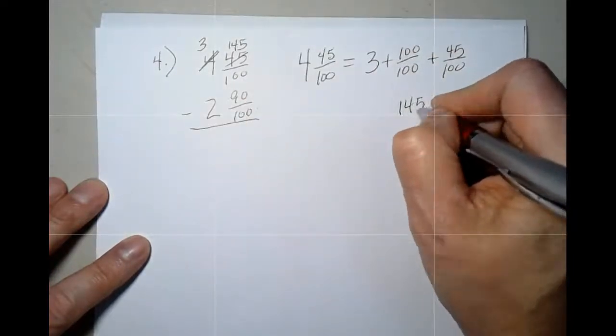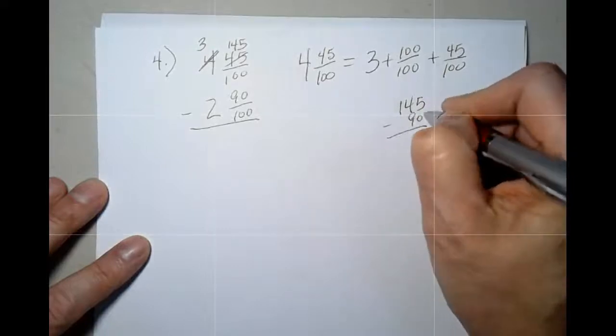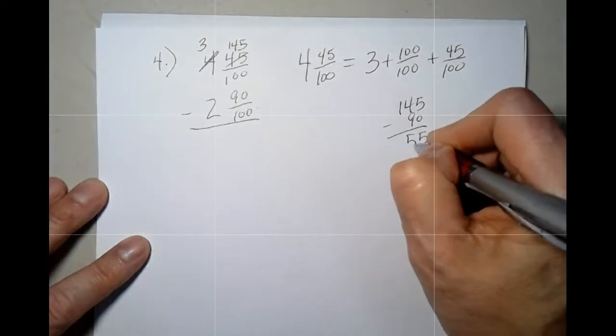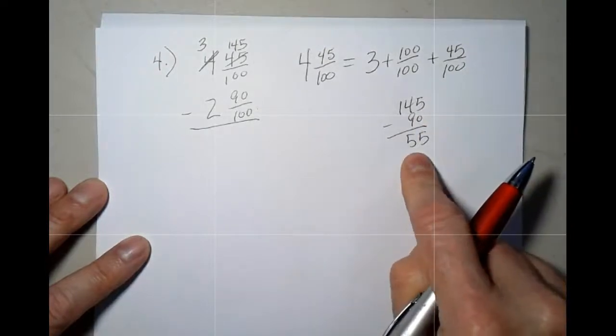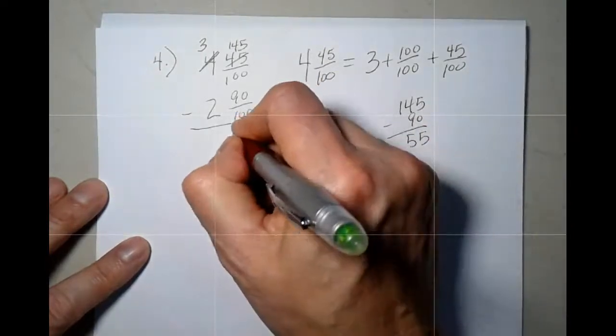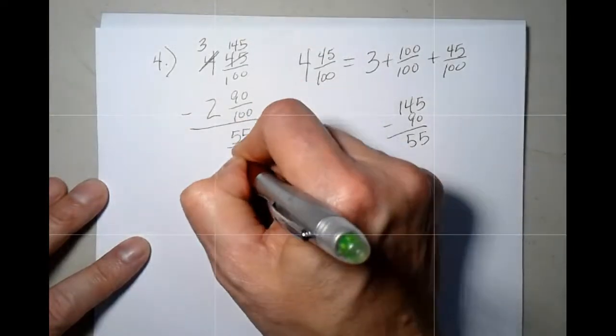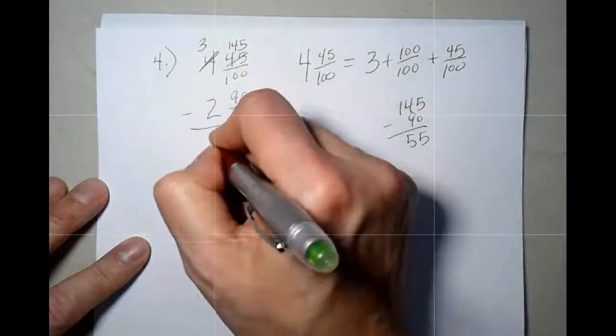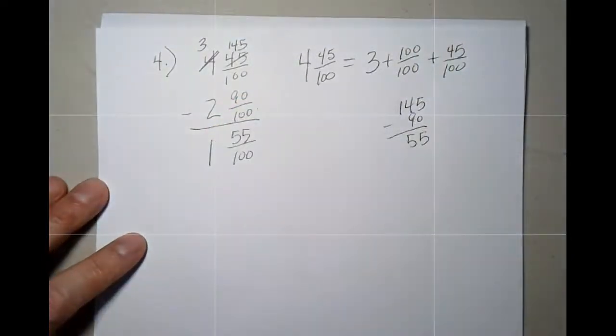145 minus 90. 5 minus nothing is 5. 14 minus 9 is 5. So that's going to give me 55 in my numerator. My denominator is going to stay the same. And now I have 3 minus 2, and that is simply 1. So my final answer is 1 and 55 hundredths.